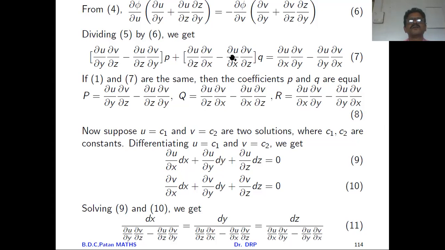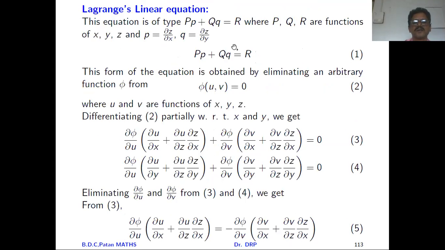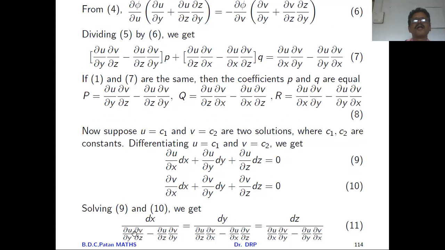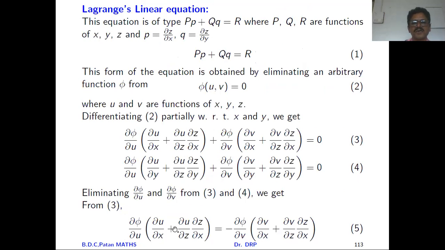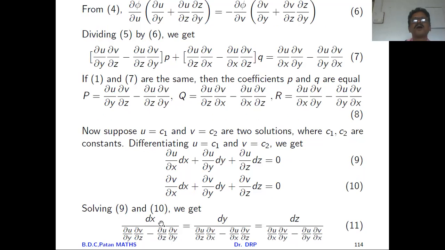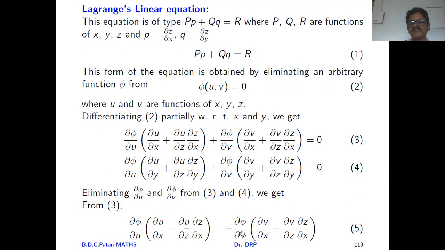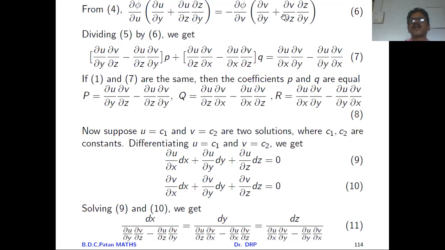What you have to do, friends, is do that middle calculation, one step. If we divide equation 5 by equation 6, then what does it give? This ∂φ/∂u and this ∂φ/∂u get cancelled. And it gives this bracketed quantity divided by this bracketed quantity on the left hand side, which is equal to, on the right hand side, this minus ∂φ/∂v, and this ∂φ/∂v gets cancelled, and it gives this bracketed quantity divided by this bracketed quantity.